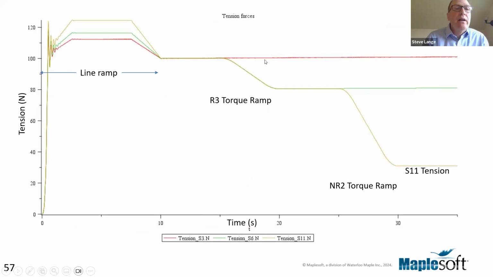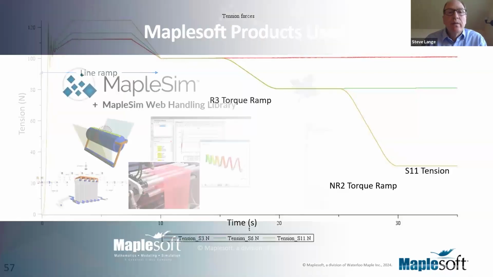Well, if we follow that tension in span 1, we see during the line ramp a spike, then a steady state period, then the roller 3 torque kicks in. We see a drop in the tension in that span. And then the nip roller 2 torque kicks in, another drop. So again, showing you a variety of dynamics going on in these systems.